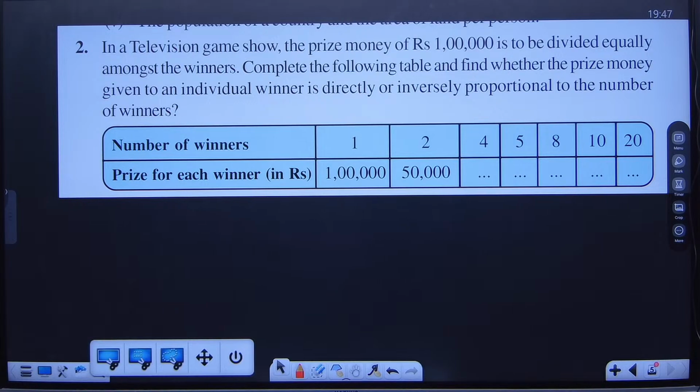Oh, yes, sir. In a television game show, the prize money of rupees 1 lakh is to be divided equally amongst the winners. Complete the following table and find whether the prize money given to an individual winner is directly or inversely proportional to the number of winners. Okay.